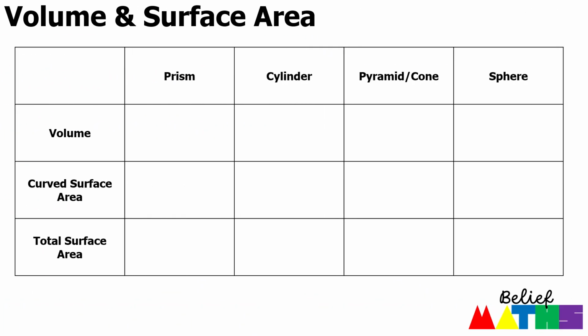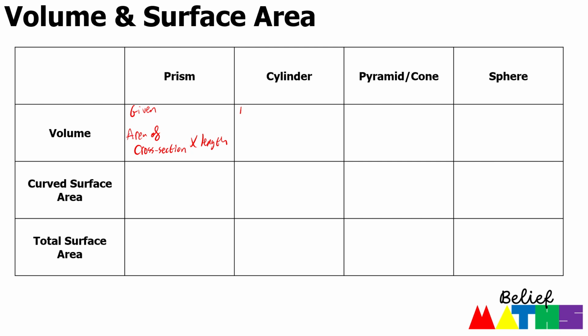Okay, next, just a quick reminder of volume and surface area and the formulae we have for them. So the volume of a prism, this is given, and it's the area of the cross section multiplied by the length. So area of the cross section times length, and that's given to you.